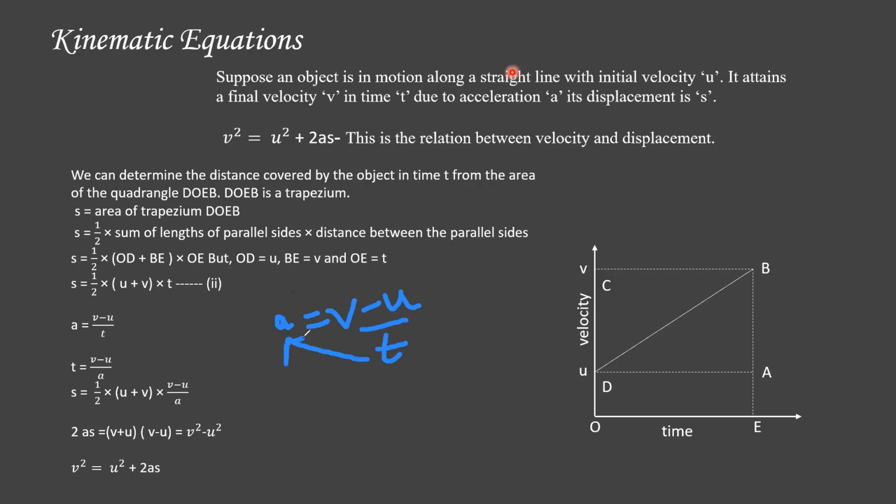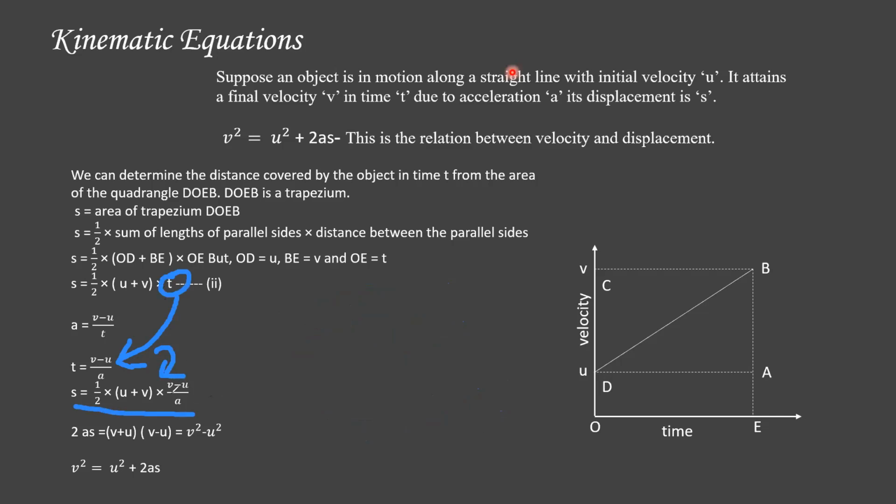You just take t over here and you transfer a over here. So you get t is equal to (v minus u) by a. So this is this step. After doing this, I substituted the t in this formula with this. If you substitute t is equal to (v minus u) by a over here, you get s is equal to half into (u plus v) into (v minus u) by a. Just substitute t over here.